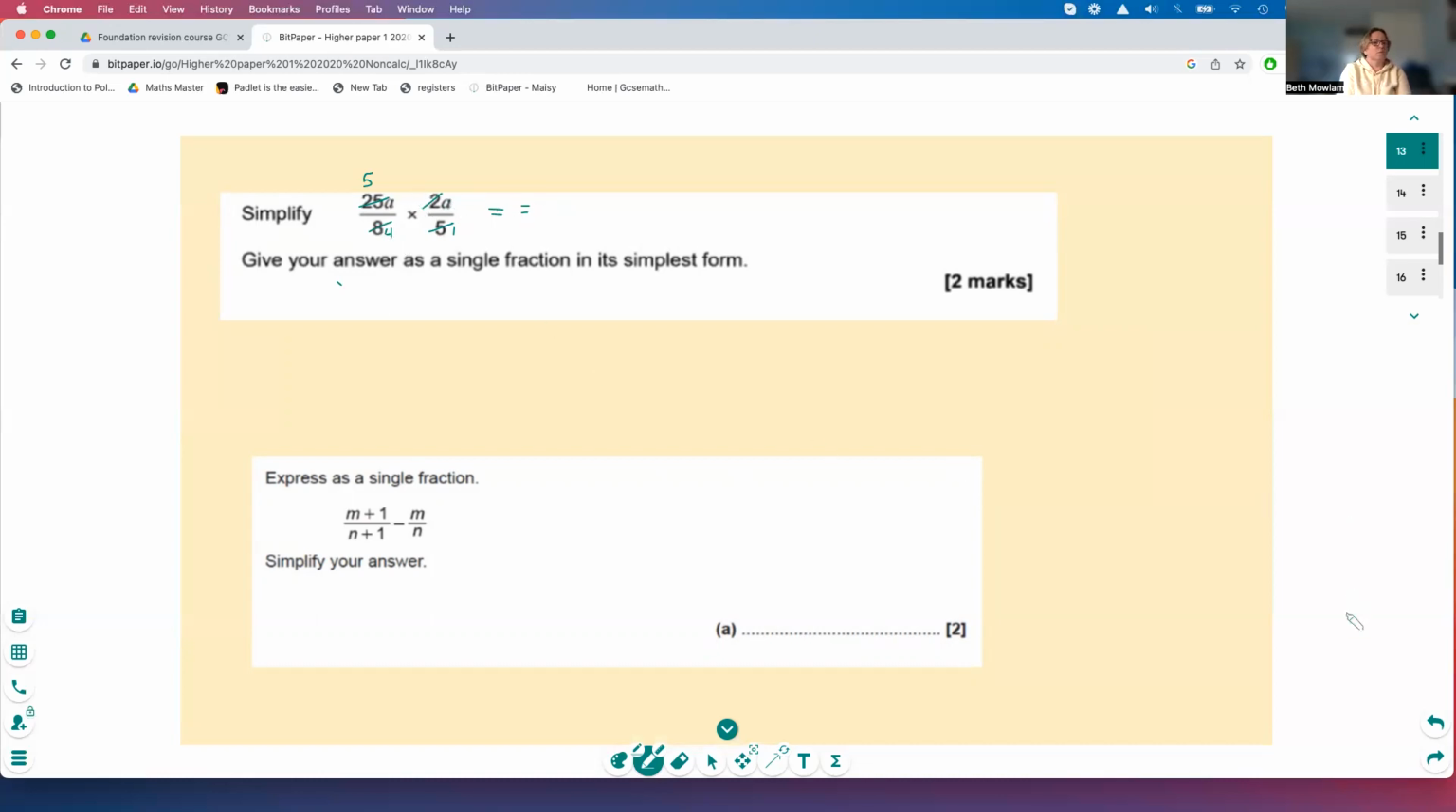I've got, oops, don't want 2 more equal signs. So I've got 5a times a, which is 5a squared. I've got 4 times 1, which is 4. Alternatively, you could have done 25a times 2a, which is 50a squared, and 8 times 5 is 40. And then you go, oh, look, 10 goes into 50 and 40. That gives you the same answer. So you can see why simplifying early sometimes makes it easier, sometimes it doesn't matter.